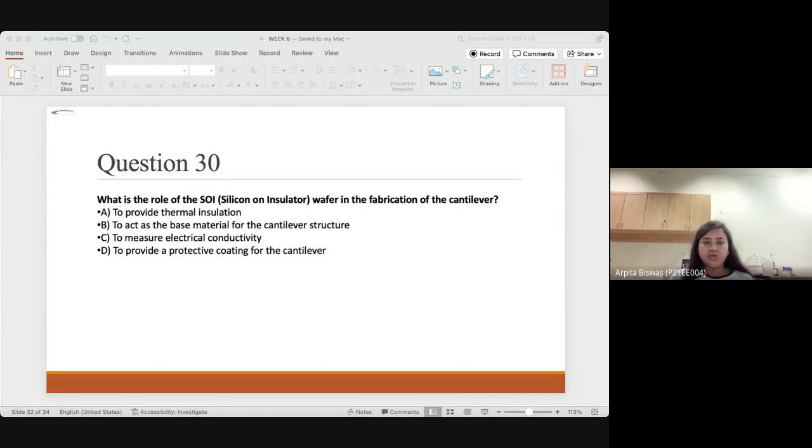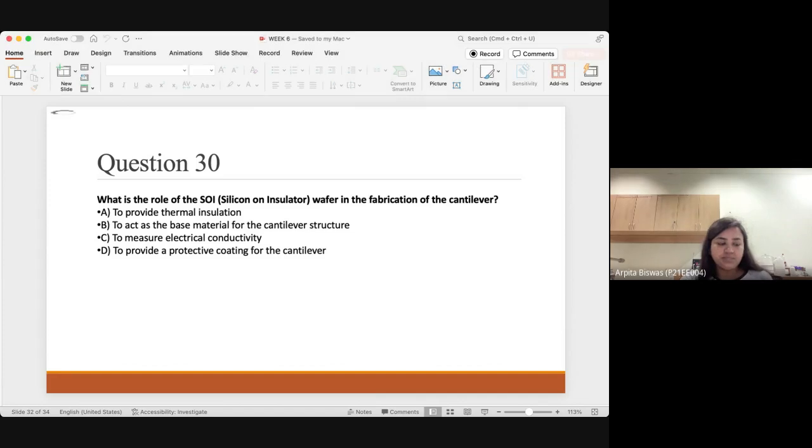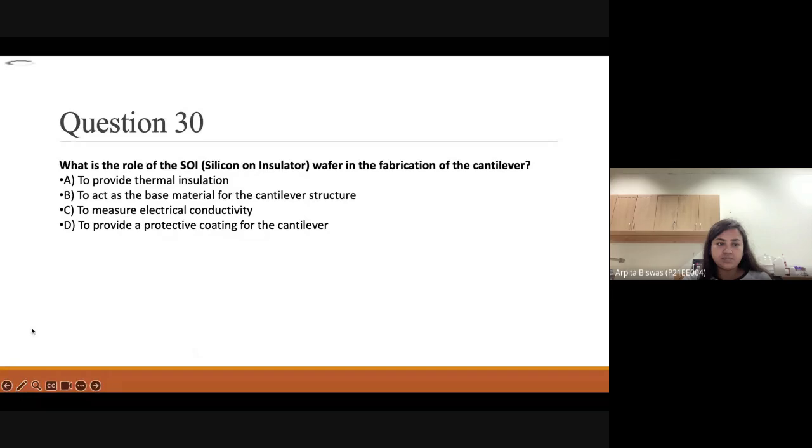What is the role of SOI wafer in the fabrication of the cantilever? The options are to provide thermal insulation, to act as the base material for the cantilever structure, to measure the electrical conductivity, or to provide a protective coating. So which one is the right answer? The right answer is option B, to act as a base material for the cantilever structure.